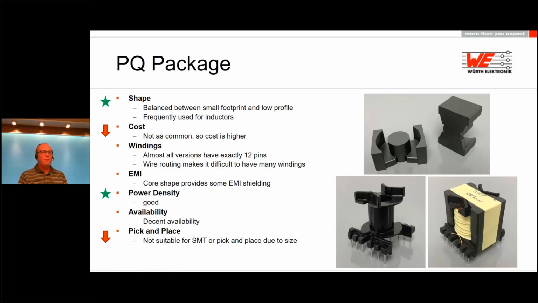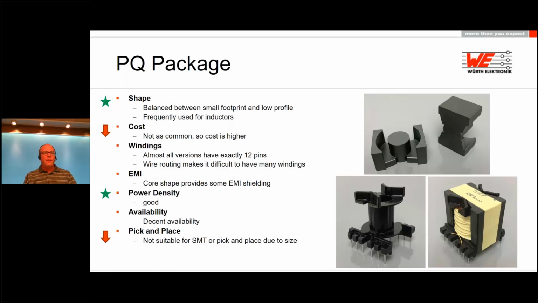We can adapt them to transformer applications, especially if you don't need a lot of windings. Now this core shape probably provides a little bit of EMI shielding as compared to the EE packages. And they are available in quite a number of different sizes. And again, we've recently started using some of the PQs in extended rail versions. There've been some new bobbins that have hit the market, allowing these to be used in some of the higher power transformer applications that require safety distance.